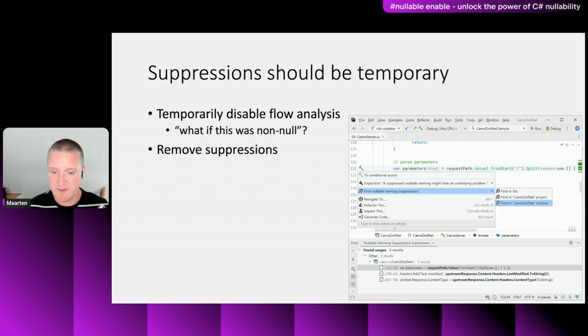Suppressions. We already talked about suppressions. If you have an exclamation mark somewhere in your code, you should not ship that code, or at least not to fellow developers that are using it, because you're lying to the compiler. In Rider or in ReSharper, for example, you can find nullable warning suppressions and remove all of them. It can be useful when you're migrating, but the moment you think, okay, we're complete, check for those exclamation marks because you want to remove them from your code base.